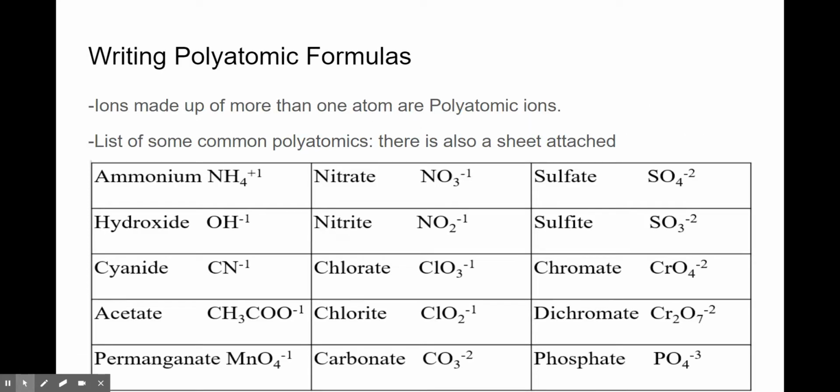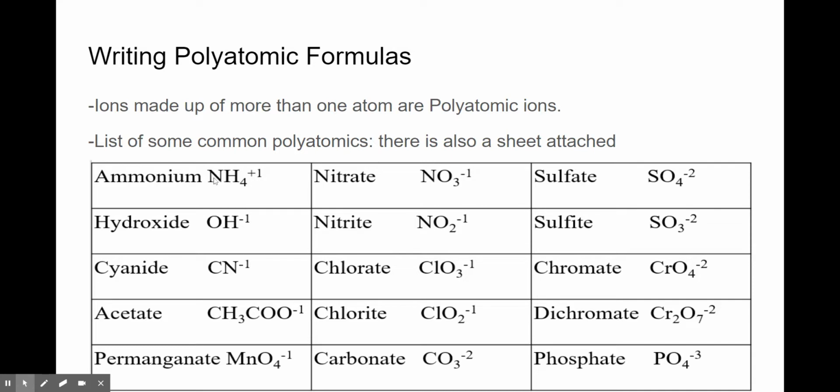Today we're going to talk about naming and writing compounds with polyatomic ions in them. So, writing polyatomic formulas. Remember from our very first slideshow that polyatomic ions are ions that are made up of more than one atom. Here is a list of common polyatomics. There is also a sheet attached to this document, and it's found in references as well.